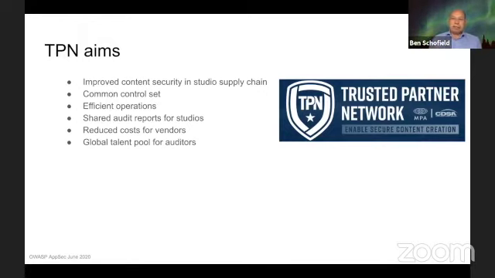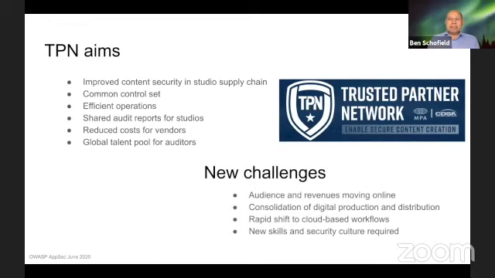So that really was quite a successful program. It's been rolled out, and now if you want to do business with those studios, you have to have this trusted partner assurance that you've been through an audit process. But in the meantime, after a lot of work went into that original, predominantly site security, audience and revenues are moving very fast online, and there's been a big shift to not just digital production, but also digital distribution, following that audience. And in latter years, that's really meant a real focus on cloud-based migration.